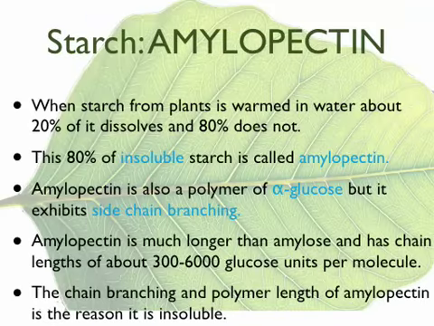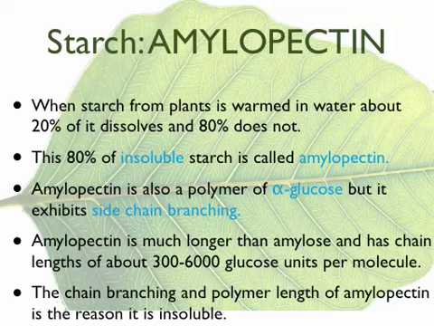The second type of starch is called amylopectin. When starch from plants is warmed in water, about 20% of it dissolves and 80% does not. Now, the 80% is insoluble, called amylopectin. Amylopectin is also a polymer of alpha-glucose. So think of it like this: amylose and amylopectin are alpha-glucose, all A's.